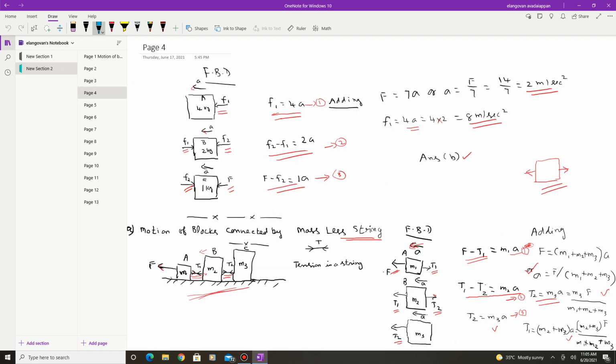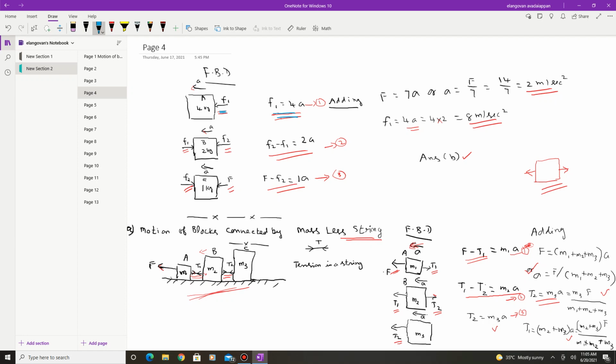So the free body diagram for the three masses are, for the first block having mass A, the contact force is F1 acting from block B to A, which is given, and the acceleration is A. So F1 is equal to 4A, by Newton's second law.